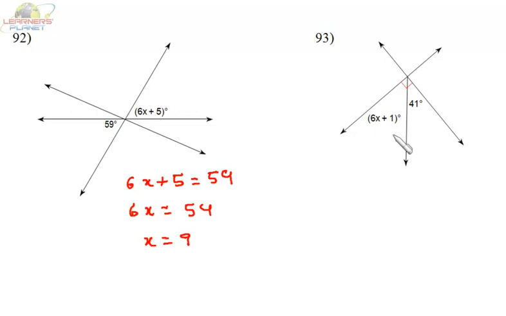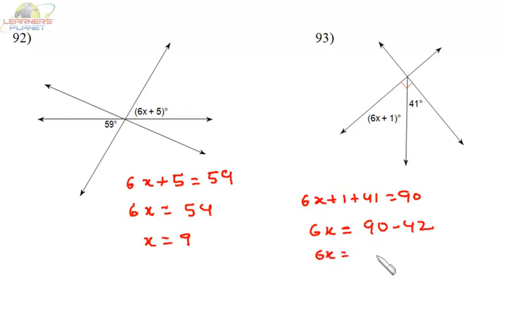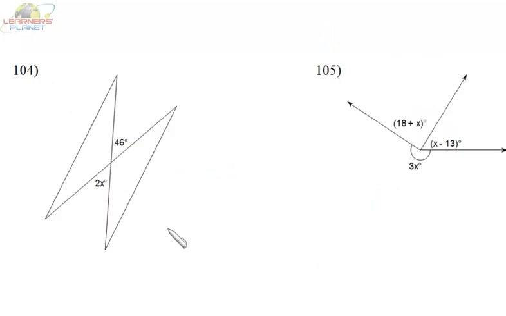In this question, I don't have to tell you anything about it. 6x plus 1 plus 41 will be 90 degree. So 6x is equal to 90 minus 42. So 6x is equal to 48 and x is equal to 8. Now I think you must be clear about all these properties. You can very well say now that 2x and 46, both of them are vertically opposite angles. So 2x will be 46. That means x will be 23.